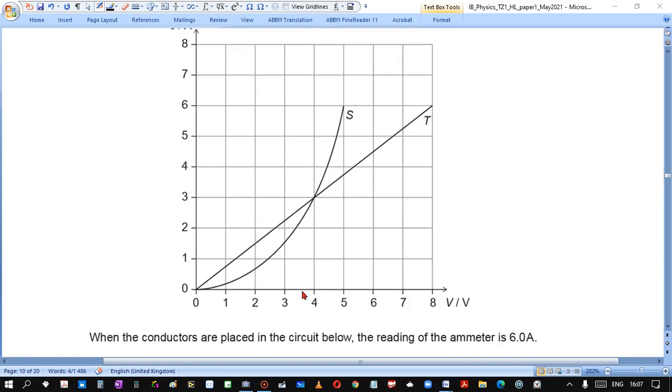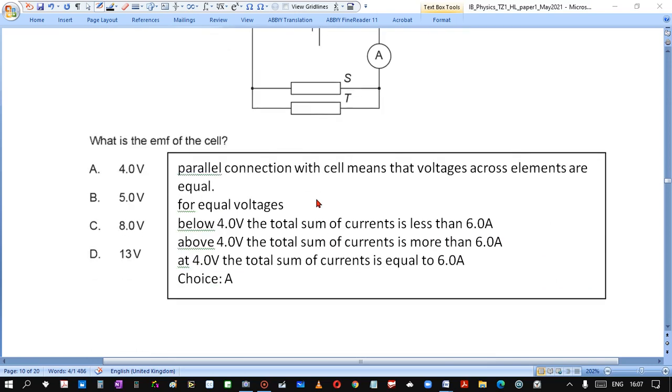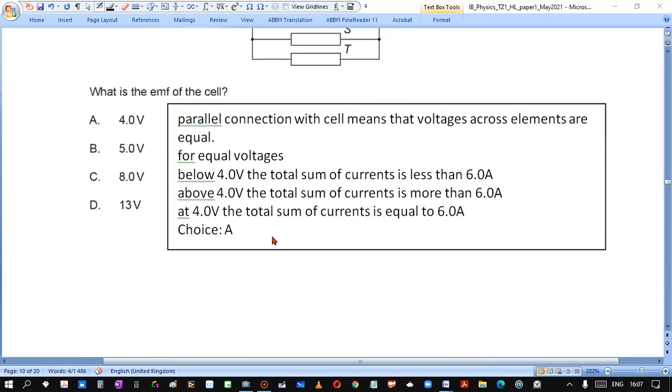So now what we see: if voltage is less than 4, the total current will be less than 3 plus 3, less than 6. If voltage on the conductors is more than 5, total current will be more than 3 and 3, more than 6. So it is 6 amperes exactly when voltage is 4 volt. So choice is 4 volt. So here we have text description printed, so if you need you can pause the video and see how it is explained here.